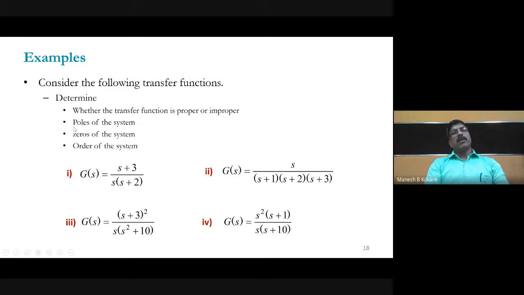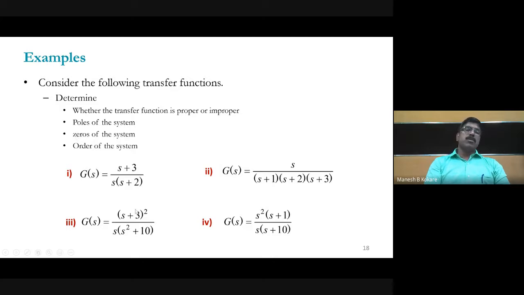Then what about the poles of the system? There will be a complex conjugate pair of poles for this factor, so there will be 2 poles here, complex conjugate, and then there will be 1 pole at the origin. So there are 3 poles in total in this example. What about this one?